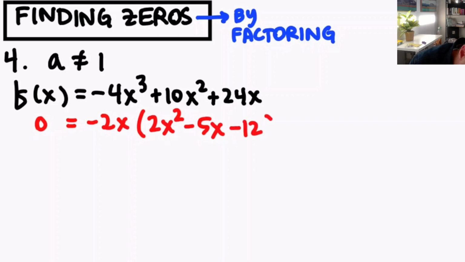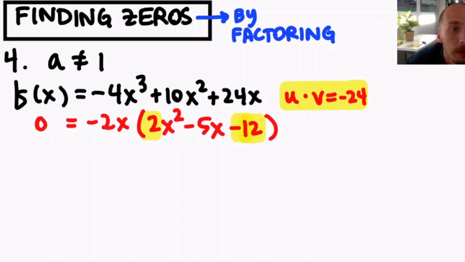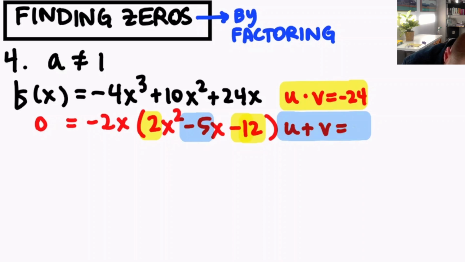Okay, and then just to remind you, what I'm going to do is find two numbers that multiply to the product of these two. So I'm looking for two numbers that multiply to 2 times negative 12, which is negative 24. I'll call them u and v. So u times v equals negative 24. And on the other hand, those two numbers need to add up to that negative 5 right here. So I'm looking for two numbers that multiply to negative 24 while adding to negative 5.